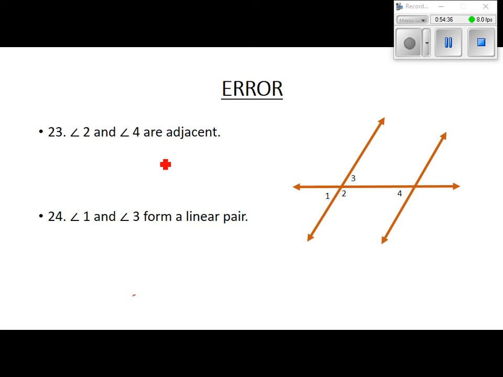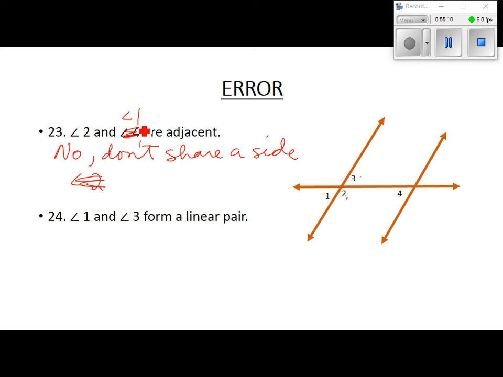Problem 23. Tell what the error is. Angle 2 and angle 4 are adjacent. Are angle 2 and angle 4 adjacent? No. They don't share a side. Angle 2, we want to fix it. Well, to fix it, all you'd have to do is get rid of the angle 4 there. Angle 2 is actually adjacent to angle 3 or angle 1. You could put either one in there. We'll put angle 1 in there, and that would be fixing it.